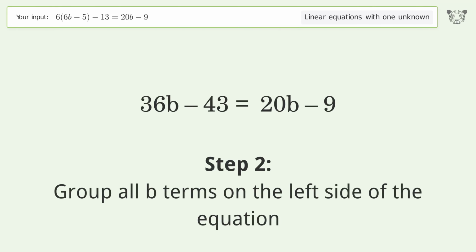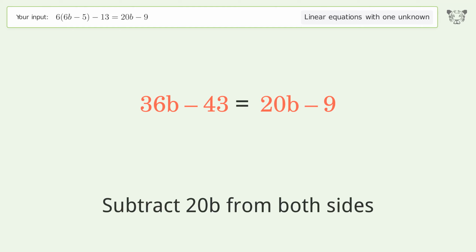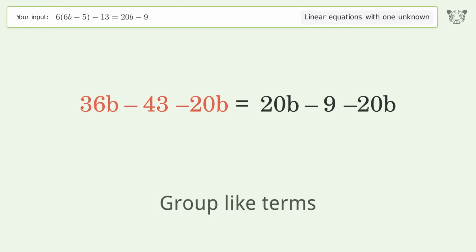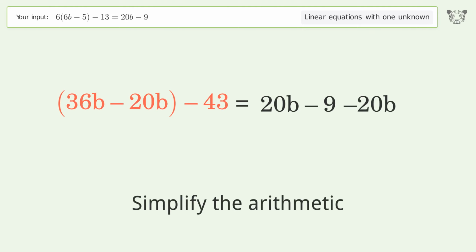Group all b terms on the left side of the equation. Subtract 20b from both sides. Group like terms. Simplify the arithmetic.